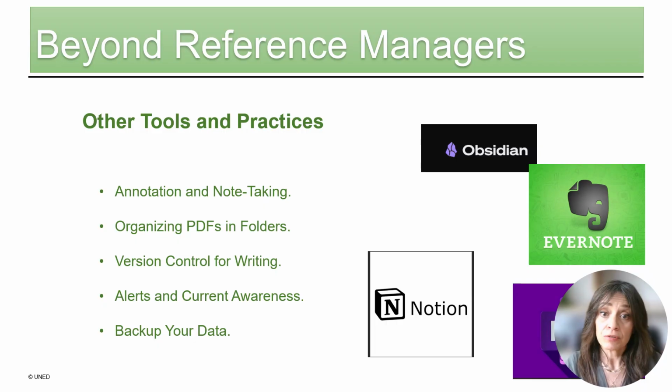Receive alerts and current awareness. Information management also includes keeping up to date with new literature. You can set up email alerts or RSS feeds for research journals in many databases. For example, in Google Scholar, you can create an alert for a keyword, or in a database like the Web of Science, you could set an alert for when new papers cite a seminal article you care about. This way, the information comes to you, and you can decide whether to add new findings to your collection.